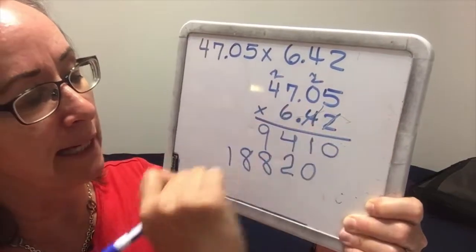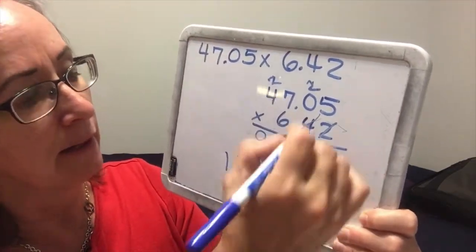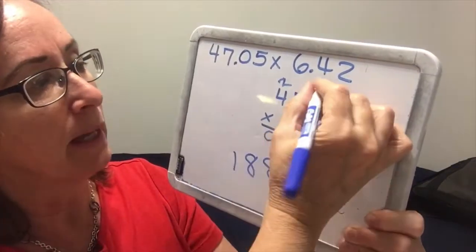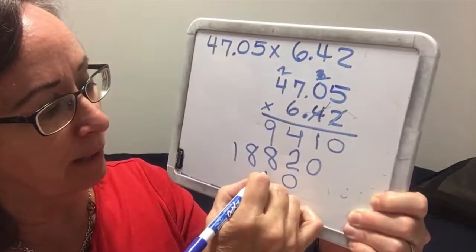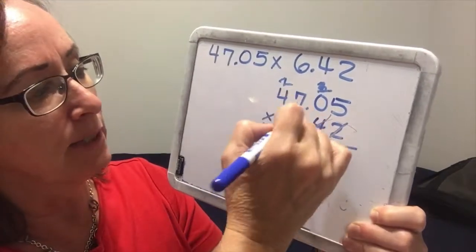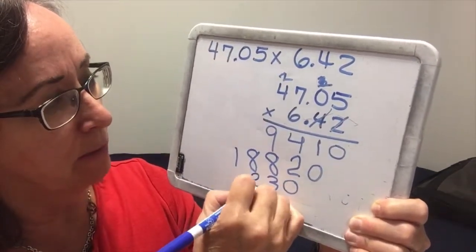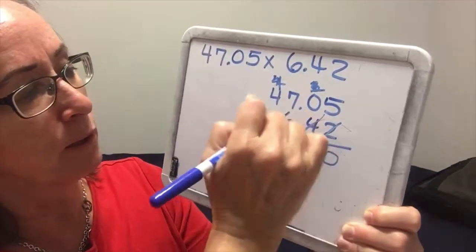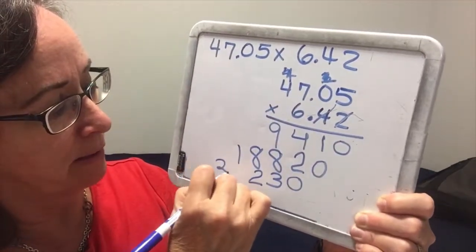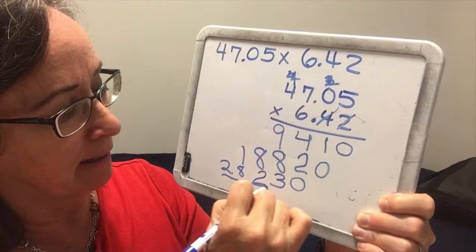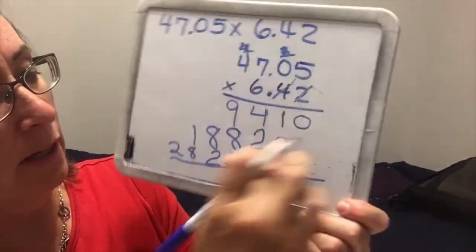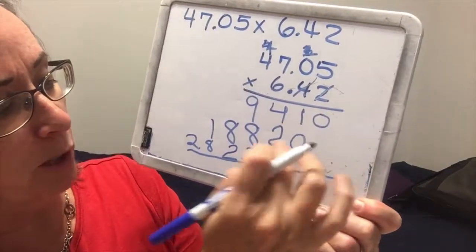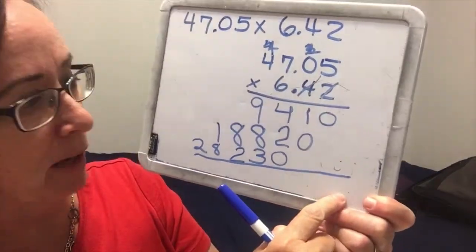So 5 times 6 is 30. We're moving in one more time. Carry the 3. 0 times 6 is 0 plus the 3. 7 times 6 is 42. And carry the 4. 4 times 6 is 24. So you have a 28. And we're going to add them all up. So we have partial product, partial product, partial product, and now we're going to find the product.